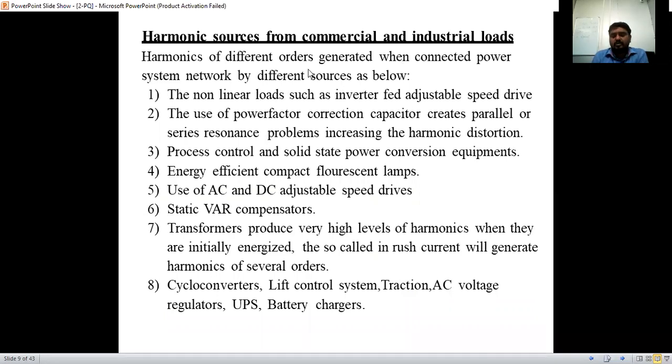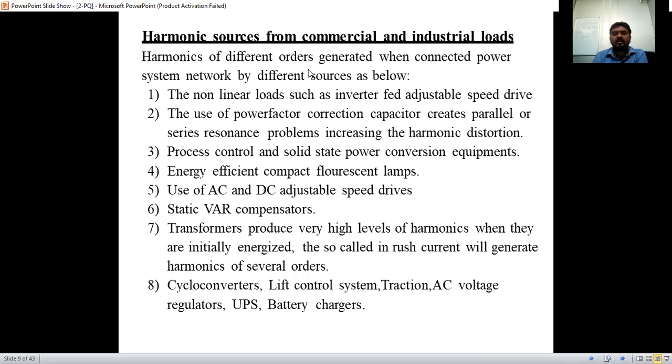The sources of harmonics are mainly from commercial and industrial loads, because in commercial places we use non-linear devices, which give non-linear output. Examples are computers and batteries, the electronic devices. In commercial places we use the maximum number of electronic devices.